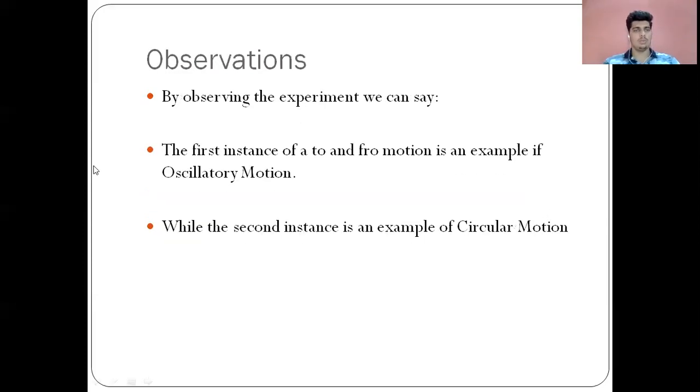So now, here is the observation. By observing the experiment, we can say that the first instance of to-and-fro motion is an example of oscillatory motion, which I just told you. The second instance is an example of circular motion, like I told you, it will be moving in a conical manner. So these both are the observations.